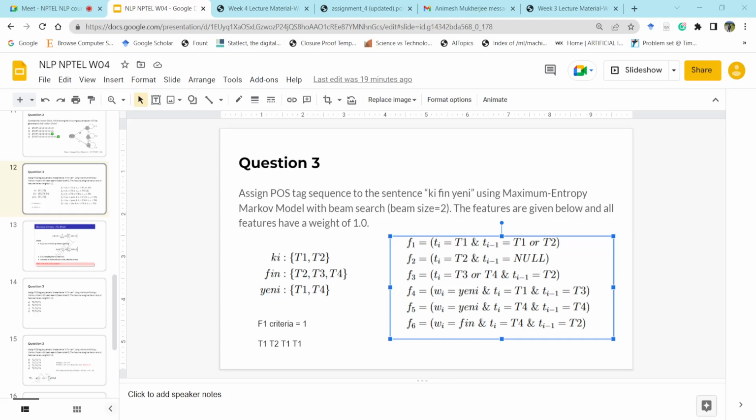We can divide it into P of T1 given ki into P of T2 given fin, based on the Markov model simplification. We already have the value for this. We have to calculate the value for this part, right? Did you get my point?